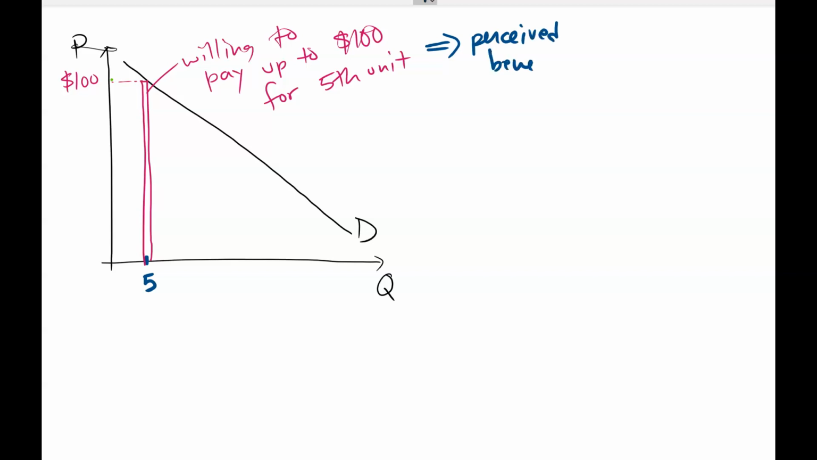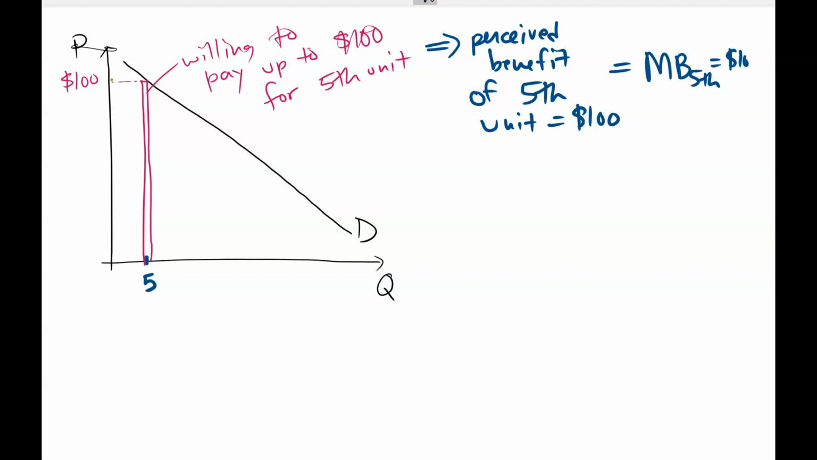So the perceived benefit of just the fifth unit, because if the benefit was greater than $100, the person would be willing to pay more. And if the benefit's a lot less than $100, it would be irrational to be willing to pay this much. We call this the marginal benefit of just the fifth one, which is 100.